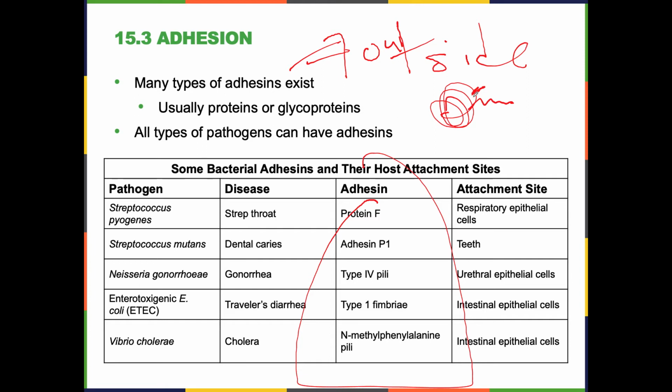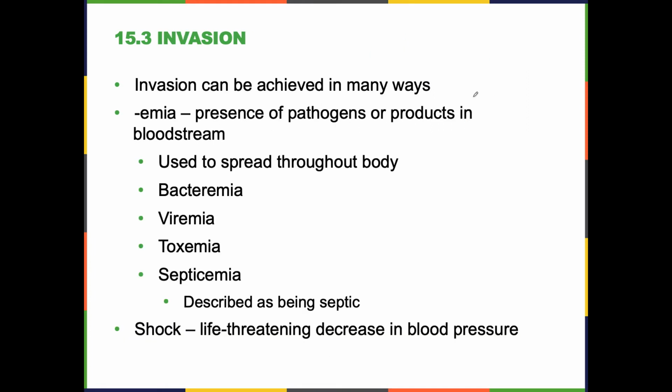Okay, invasion. Factors that lead to invasion can be, once again, many, many different ways. We don't talk too much about this. Again, at least at this level, I'm not into talking about some of the mechanisms, just some of the terminology. So the one word I think I want us to understand, and it's not a word, it's one suffix, is emia. And emia represents presence of pathogens or products in the bloodstream. And hitching a ride on the bloodstream is used then to spread throughout the body, right?